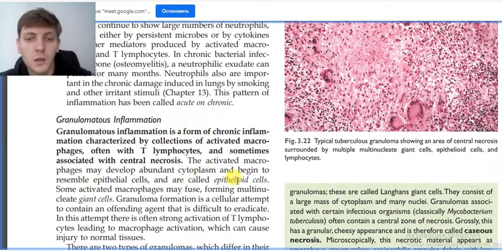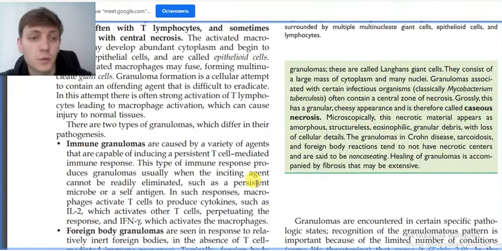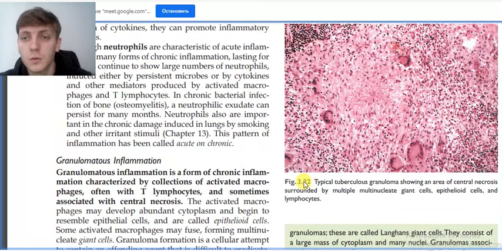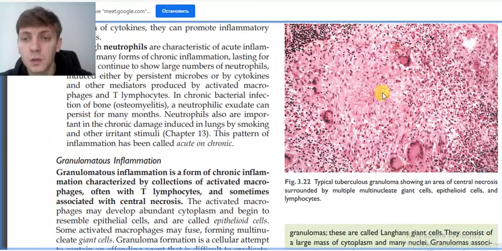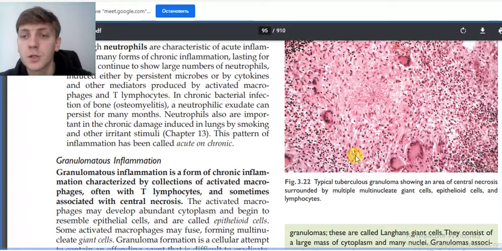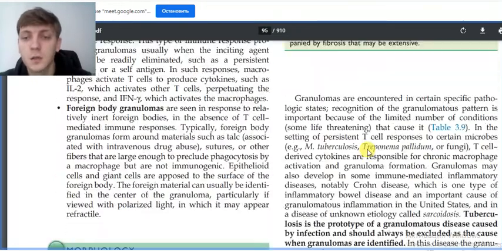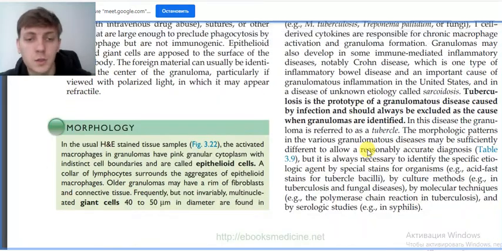Okay, and granulomatous inflammation is typical for tuberculosis infection and also for some autoimmune diseases, for example, arteritis nodosa. So in the middle here, in case of tuberculosis, we have caseous necrosis. You remember it from previous lectures. So chronic inflammation is associated with caseous necrosis here. We'll discuss that later.